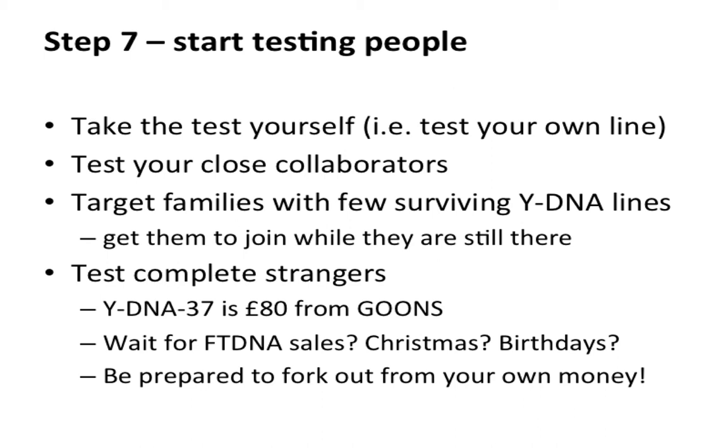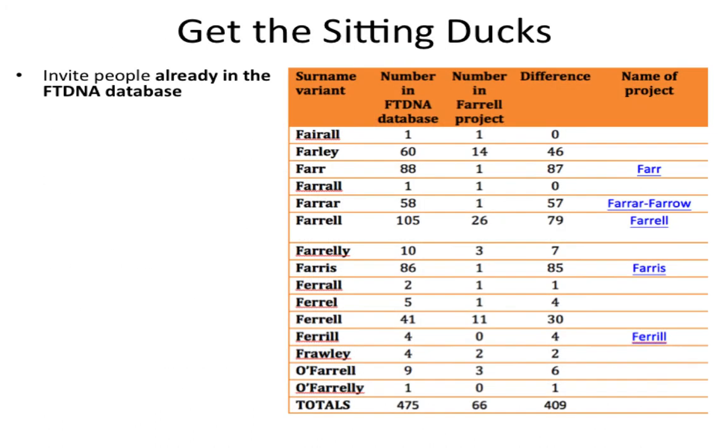Test yourself, test somebody close to you, test your close collaborators, target families with few surviving Y DNA lines, get them to join while they're still there, and then test complete strangers. And that's the real challenge. Remember, we get Y-DNA 37 tests for £80 from GOONS, but there are also various sales on at Christmas, and also be prepared to fork out your own money.